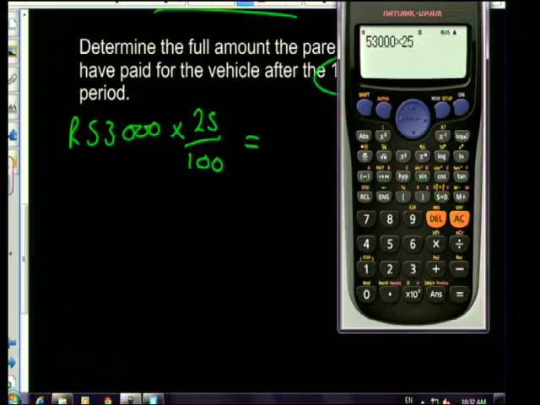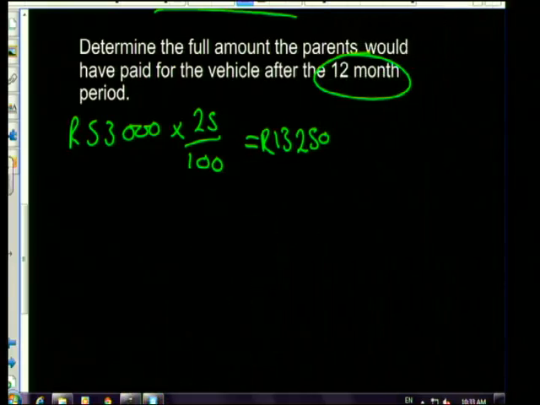Now, folks, we can push percent, or we can say 25 over 100 equals 13,250 Rand. So I know my car, before Devin can drive it out, parents have to put down a deposit of 13,250 Rand. Right, we've used the first fact.